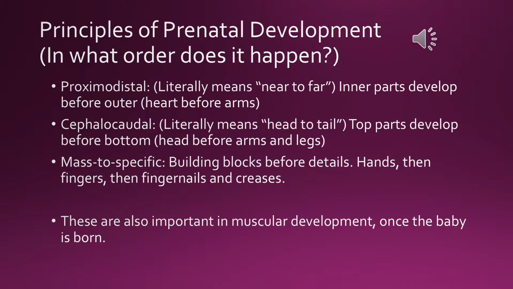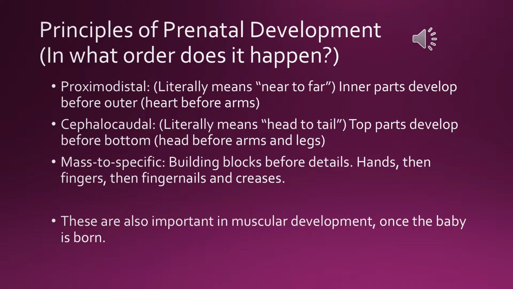Cephalocaudal means head to tail. So the top parts of the prenatal baby also develop before the bottom. The head gets bigger before the arms and legs start coming out. The arms come before the legs do. And so everything at the top starts developing before the things at the bottom do.